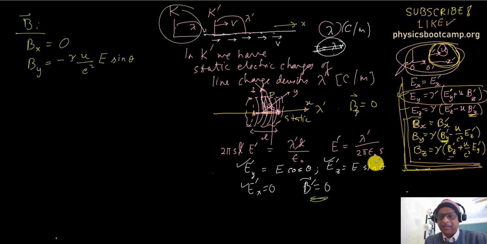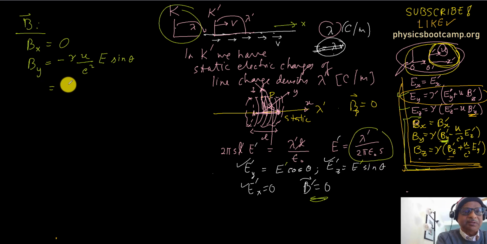Oh, this is E prime. So let's write this out here: minus gamma v over c square lambda prime over 2 pi epsilon naught s. s is the distance from the wire, okay?